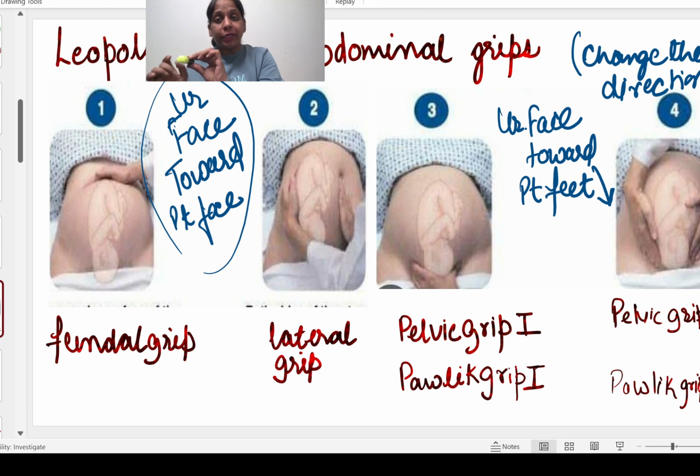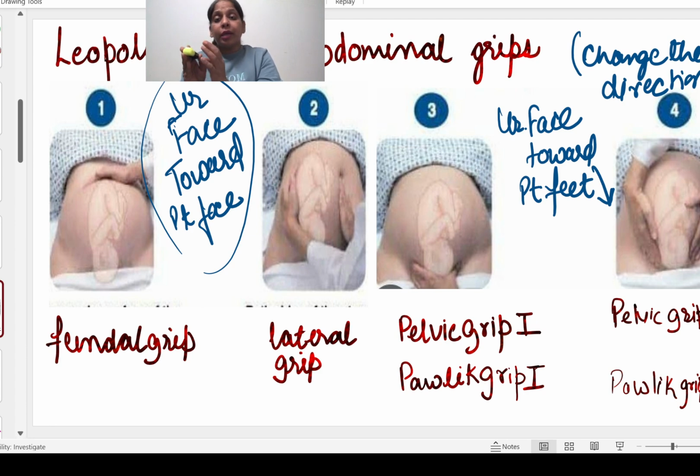But how we do lateral grip is, we stabilize the fetus by one hand and then we move the other hand, and we keep the hands laterally. Okay, then we stabilize the fetus by one hand and we then move the other hand.